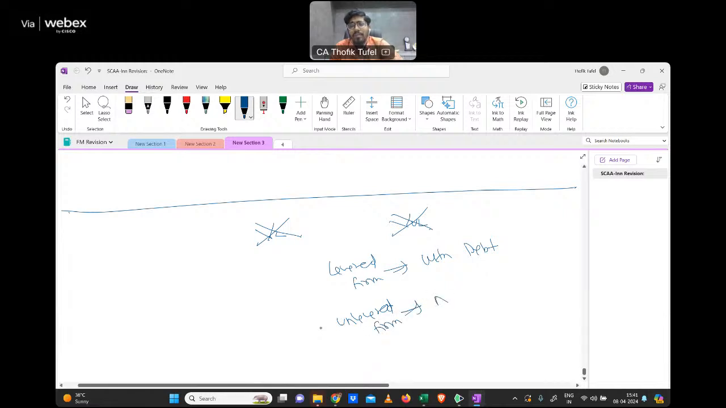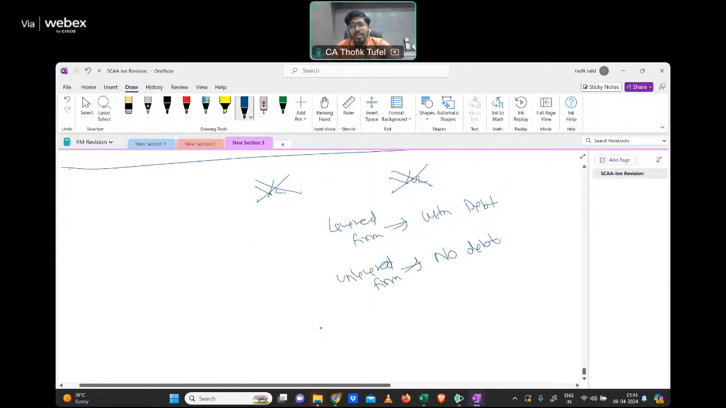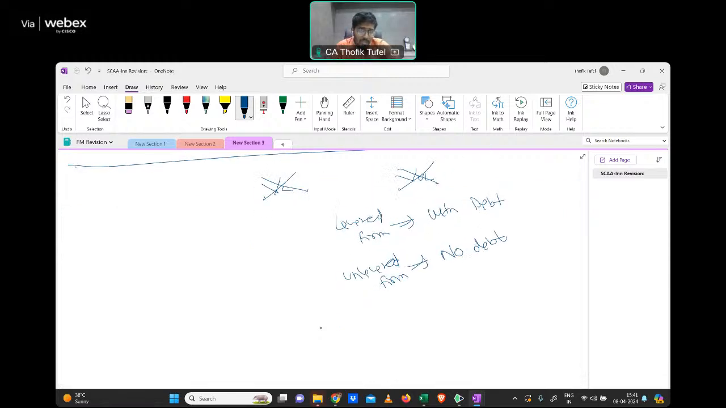Unlevered firm means a firm with no debt. So a firm which is having debt will pay interest on that debt, and with this interest they will be saving some taxes.